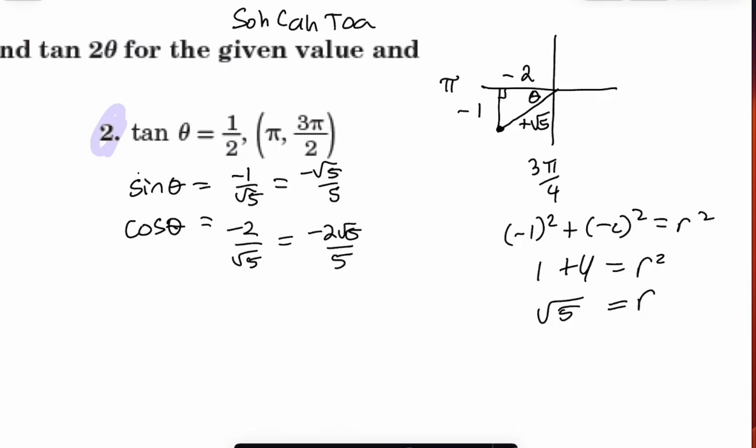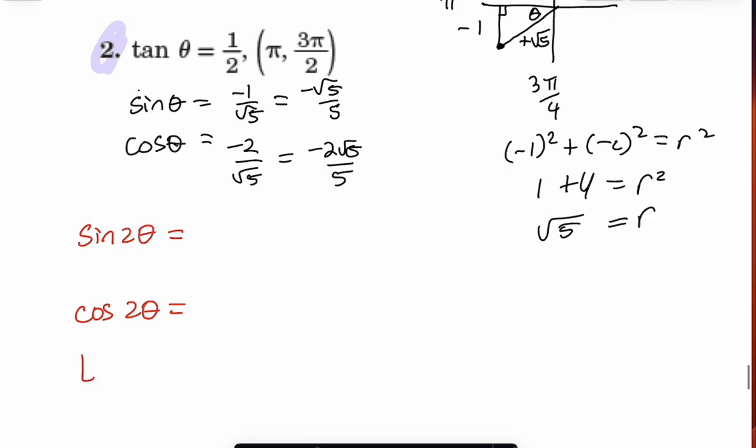Okay, now that we've done that, we are ready to actually answer the questions that we've asked, which was find the sine of 2 theta, the cosine of 2 theta, and the tangent of 2 theta. Now those are the formulas that are up on the board. So let's start with the sine of 2 theta, the formula 2 sine of theta, cosine of theta.